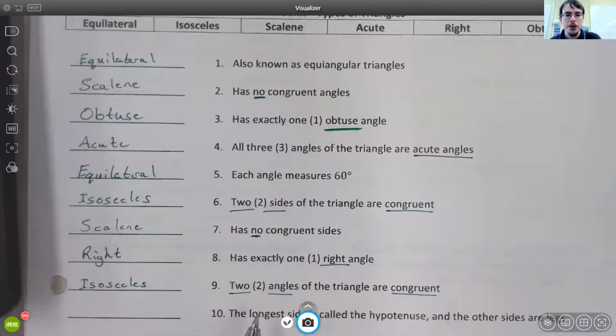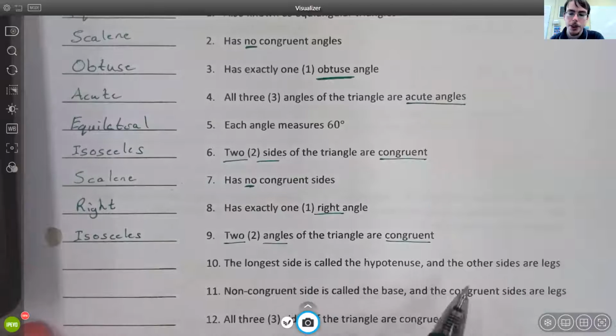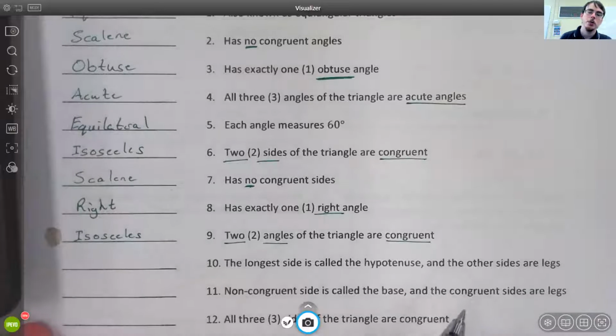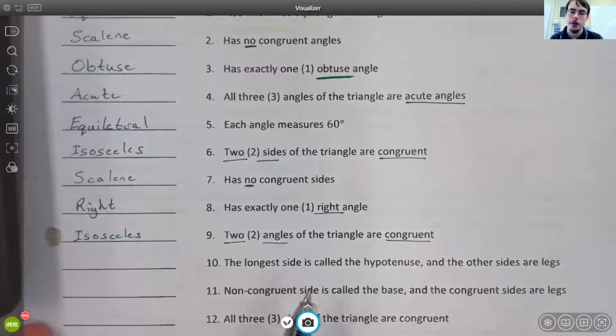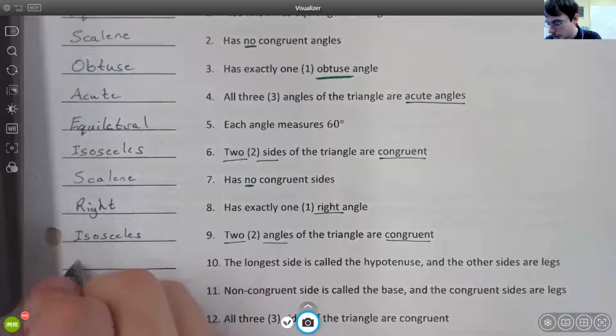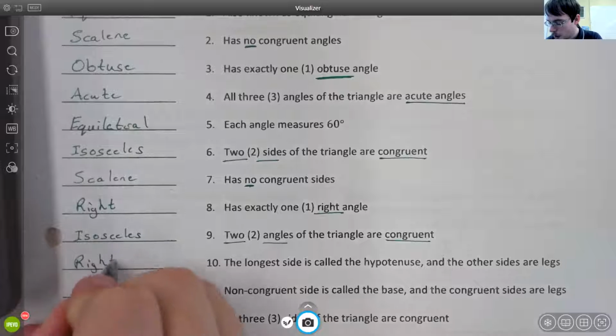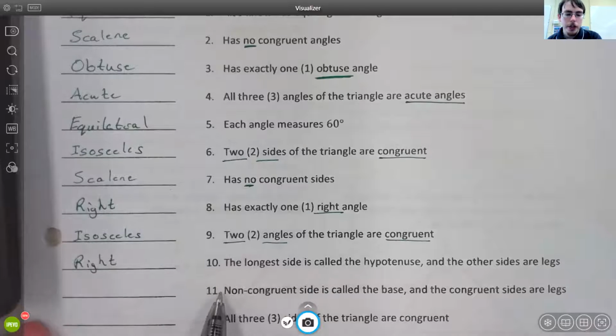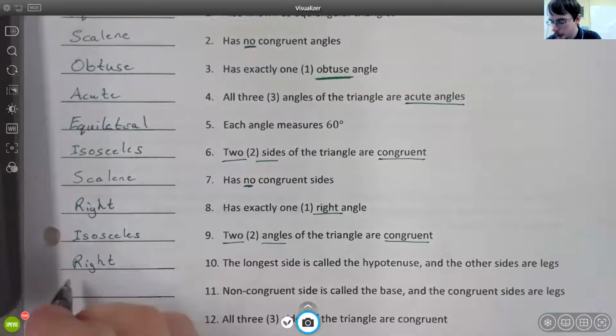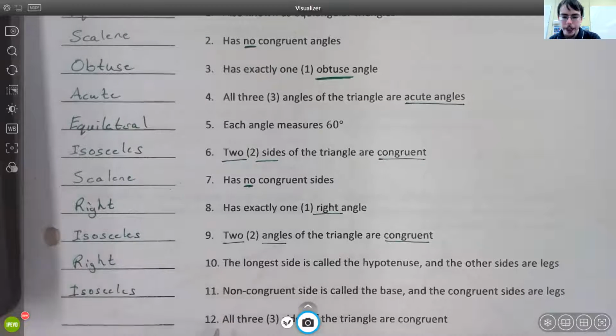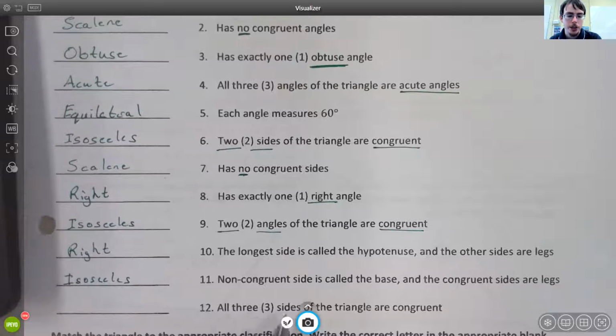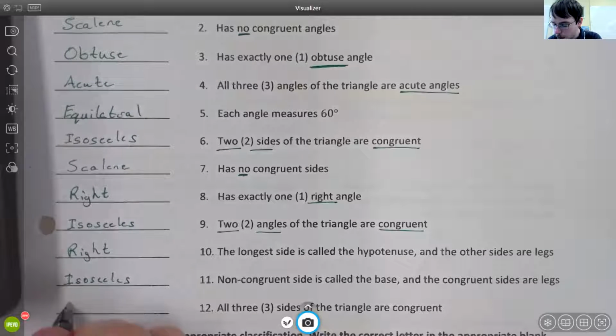Number 10, the longest side is called the hypotenuse and the other sides are legs. We talked about this several weeks ago when we talked about the Pythagorean theorem in the distance formula notes. So this is a right triangle. This one we didn't talk about, number 11. The non-congruent side is called the base and the congruent sides are legs. That would be an isosceles triangle. And then finally, number 12, all 3 sides of the triangle are congruent, would be equilateral.